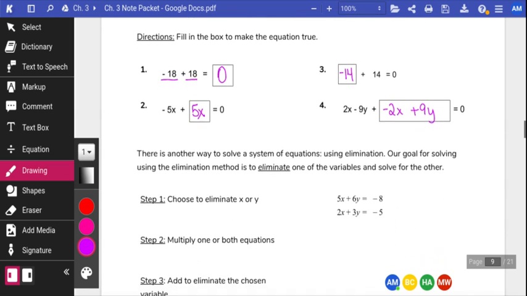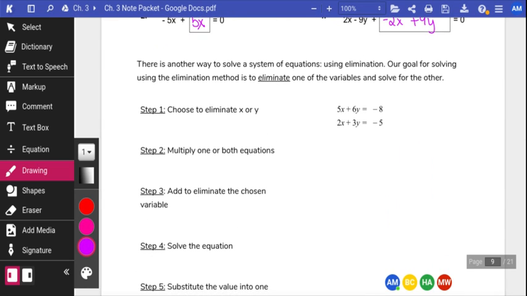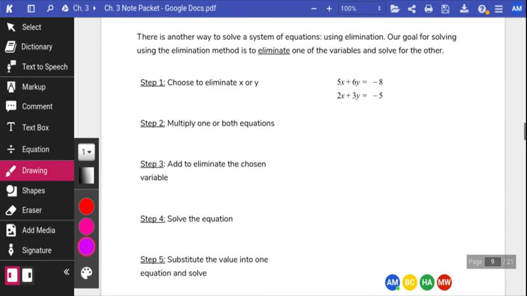Now, why am I talking about this? I'm talking about it because there's another way to solve a system of equations, and it's called elimination. Our goal for solving using elimination is to eliminate one of the variables to solve for the other. So we're going to need opposites in order to eliminate them. First step of any equation, we're going to choose to eliminate either x or y. It doesn't matter which one you choose. It depends on your question.